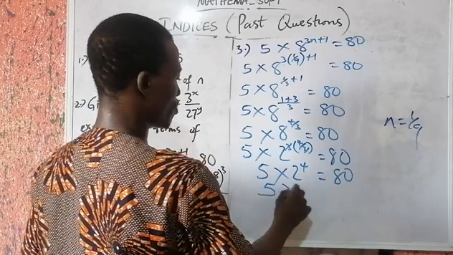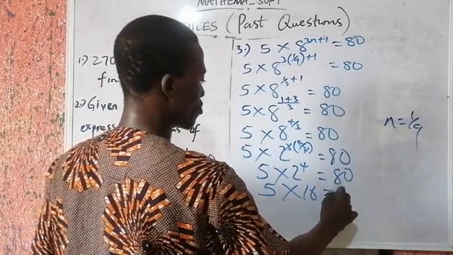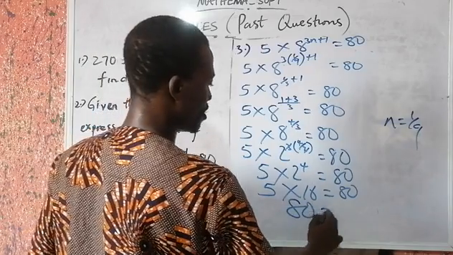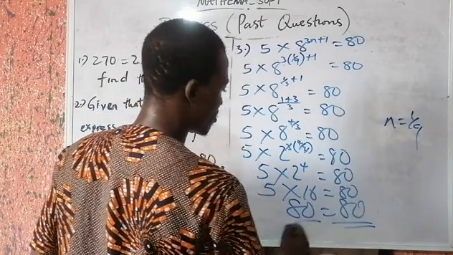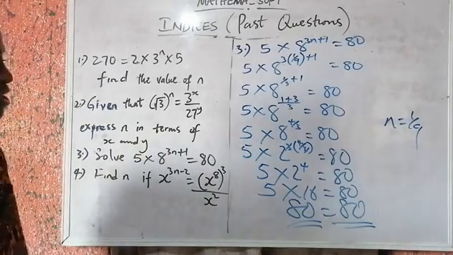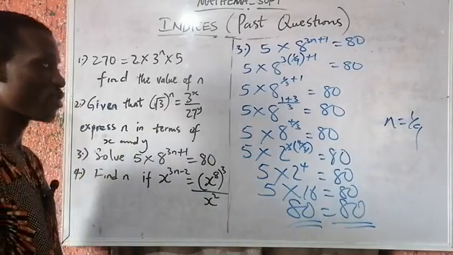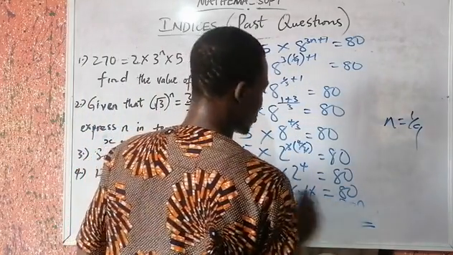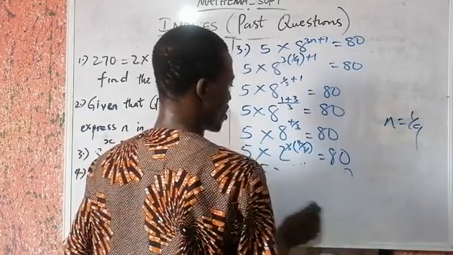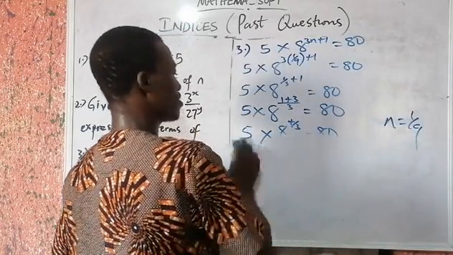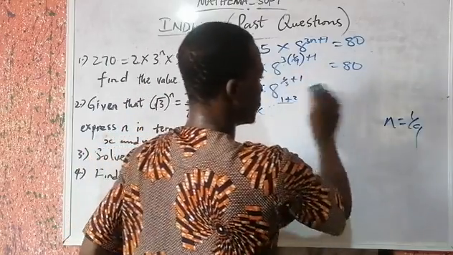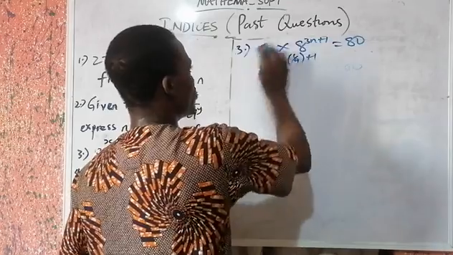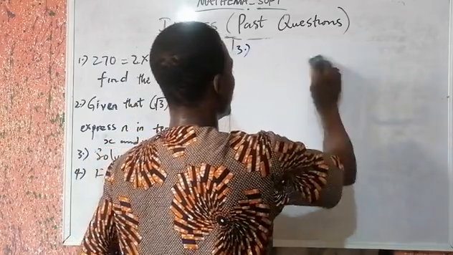What is 2 raised to power 4? 2 raised to power 4 is 16, so 5 times 16 equals 80. 80 equals 80. Balanced. So you can see it's balanced. It means that the value that we got for n as 1 over 9 is correct. So that's just for us to cross-check. That's how you can always cross-check if you are doubting your answer. But if you follow the rule, definitely you should be sure that the answer you have gotten is correct.